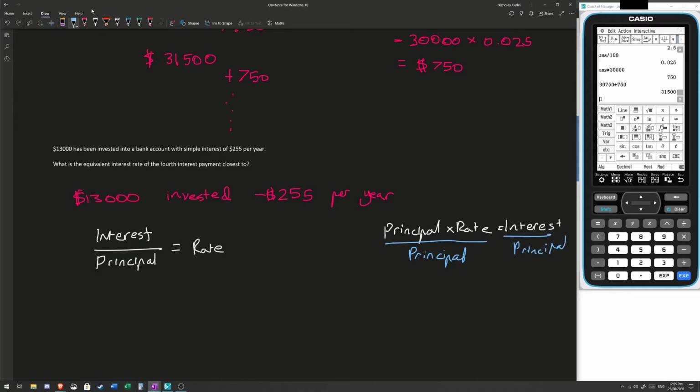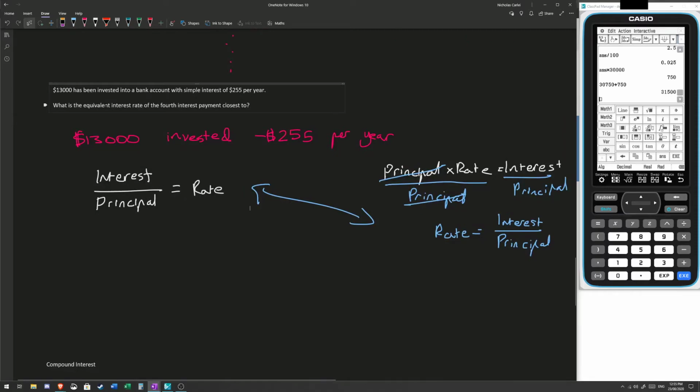we've rearranged the formula now. If we cross out both principals, we're left with our rate is equal to our interest divided by our principal. Okay? Now they're the same formula, okay? So what we do here is we go $255 divided by $13,000.